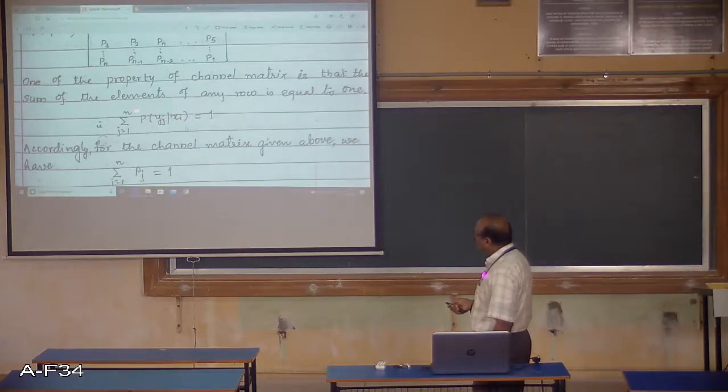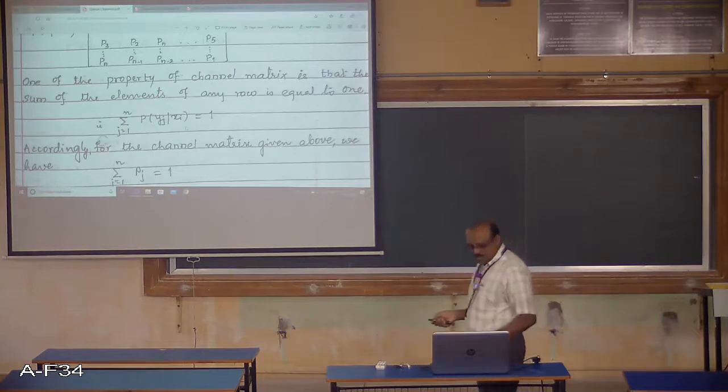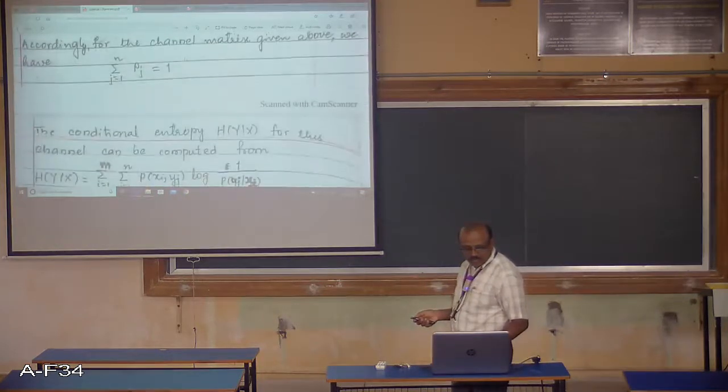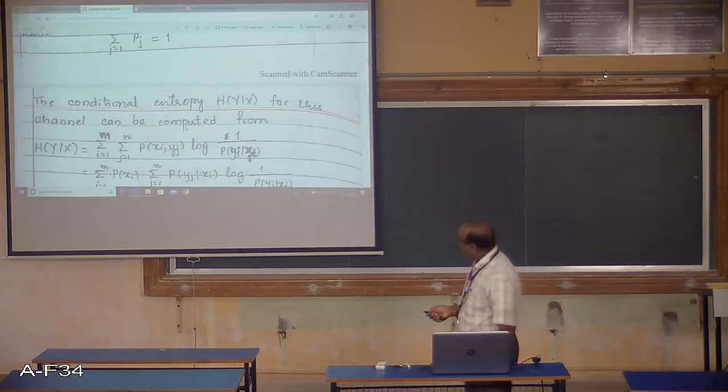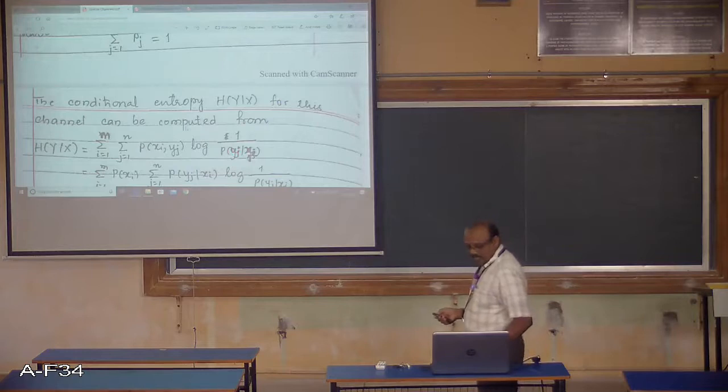If you add all the elements along one row, that will always be equal to 1. Accordingly, for a channel matrix given like this, the elements of one row will always sum to 1, for which the conditional entropy H of Y given X for such a channel is given by the fundamental definition.